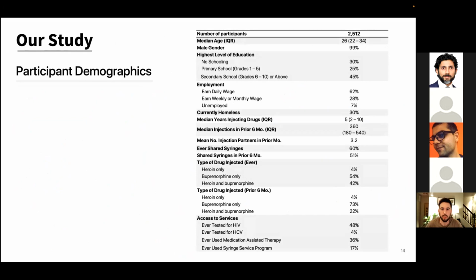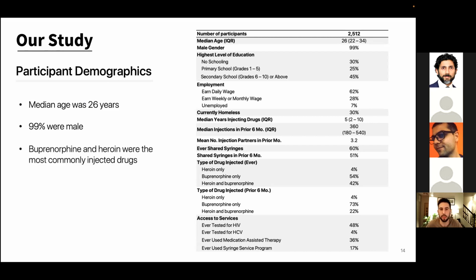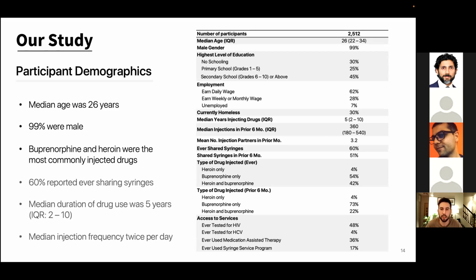So overall, we recruited a total of 2,512 participants. And in terms of demographics, median age was 26 and the majority were male, which is consistent with drug use epidemiology in India. Heroin and buprenorphine were the main drugs injected, with 96% of participants reporting ever injecting buprenorphine and 46% reporting ever injecting heroin. And overall, 60% reported sharing injection equipment. And the median duration of drug use was around 5 years, with a median injection frequency around twice per day.